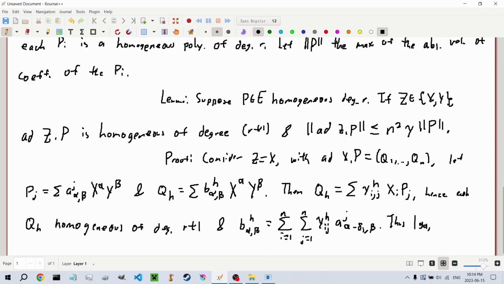Thus g sub alpha beta to the h is at most n squared gamma times p, as desired.